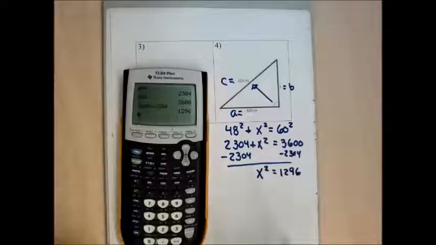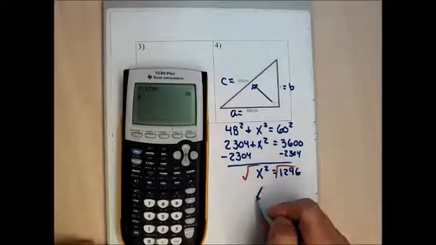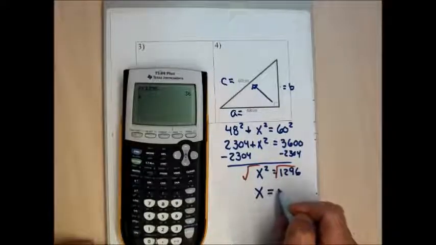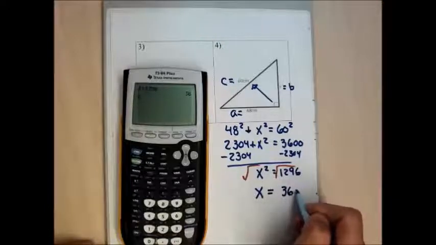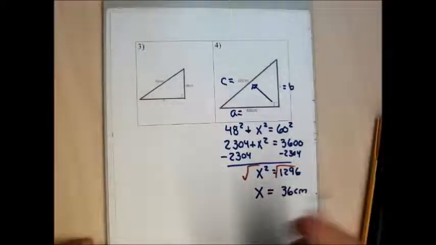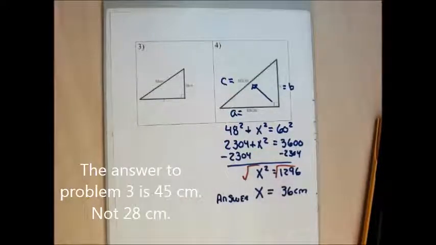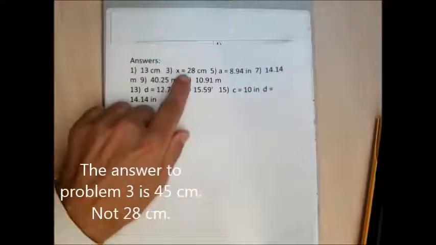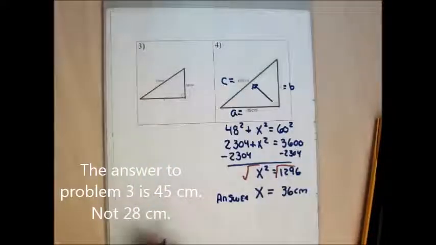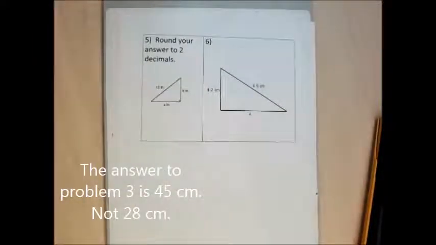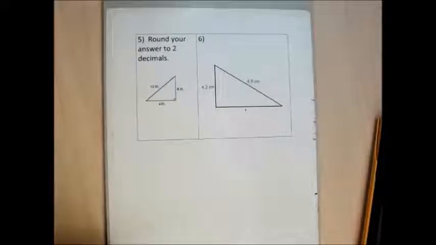And then I'm going to square root. So second x squared, 1296. I get 36. So my answer for my problem is going to be x equals 36. The units are going to be centimeters. So this is my answer to number 4. Your answer to number 3 is 28 centimeters. It's going to be x equals 28 centimeters. All right.